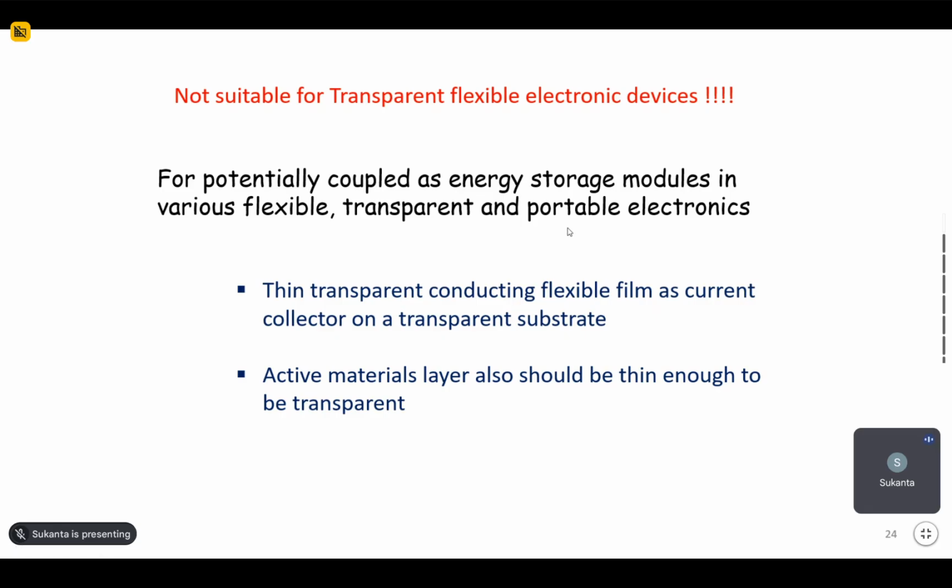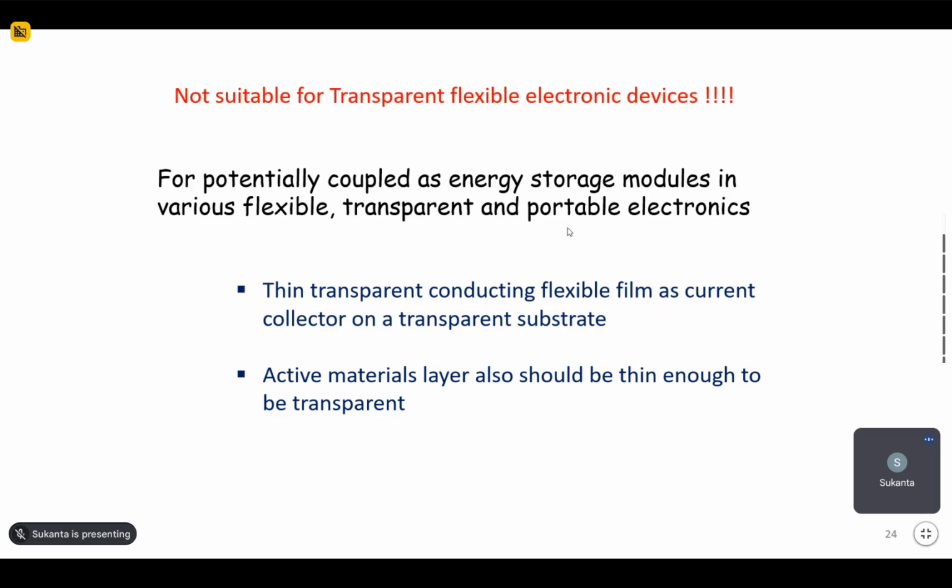So there are three components: current collector, electrode material, and the electrolyte part. All three components need to be transparent. So here we need a thin, transparent, conducting flexible film which can conduct current as well as we can see through it. That is the transparency. And the active materials also should be thin enough to be transparent.